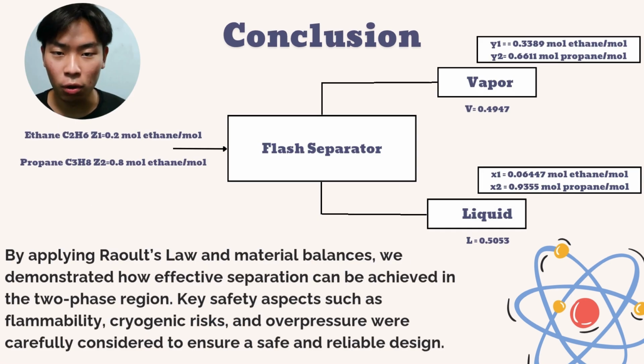Okay, so this is our conclusion. Ethane at 20% and propane at 80% is fed to the flash separator, and vapor and liquid are separated. So Y1, Y2, X1, X2 are clearly stated, as you can see. By applying Raoult's law and material balances, we demonstrated how efficient separation can be achieved in the two-phase region. Key safety aspects such as flammability, cryogenic risk, and overpressure were carefully considered to ensure a safe and reliable design.